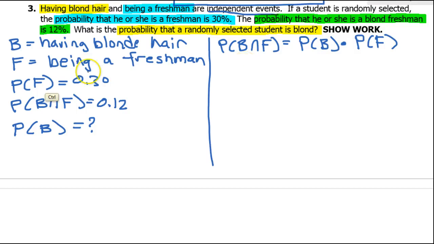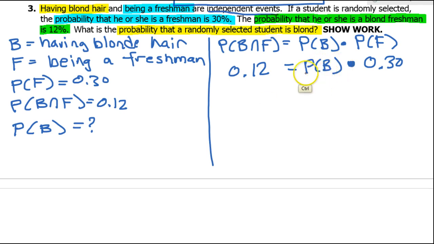So let's see. What do we have? I know the probability of being a freshman is 0.30, so I'm going to go ahead and say times 0.30. I know the probability of being blonde and freshman. That's 0.12. So that goes here. What I'm looking for is the probability of being blonde, so I'm just going to leave that here.